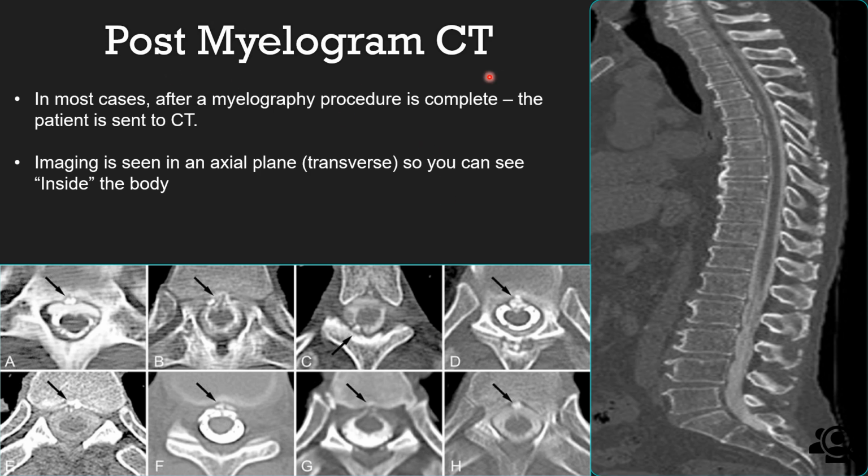Post myelogram CT. So after the myelogram is done, we're going to take them over to the CT. In most cases, after myelogram procedure is completed, the patient is sent to CT. Imaging is seen in an axial plane, as demonstrated here at the bottom, transverse, so you can see the inside of the body. So this is more of a sagittal cut here. You can see a lateral. So you can do slices this way, or you can do slices. This would be the axial slices right here. There would be the little HNP right here, where it's kind of leaking out.